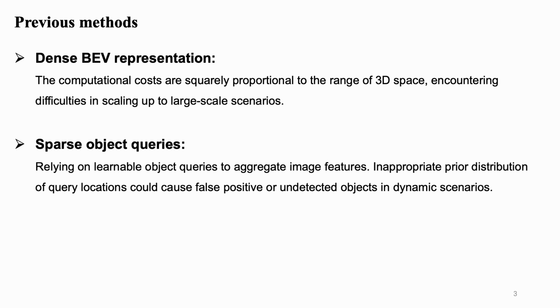Dense BEV representation projects image features into BEV space and obtains dense BEV features, which implicitly encode object information. However, the computational costs are squarely proportional to the range of 3D space, encountering difficulties in scaling up to large-scale scenarios. Another group of methods adopt sparse object queries distributed in 3D space to represent objects.